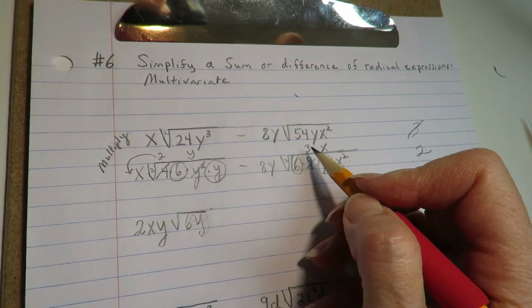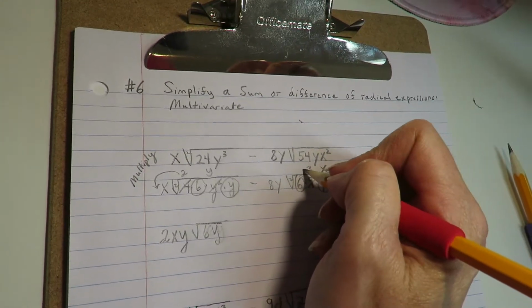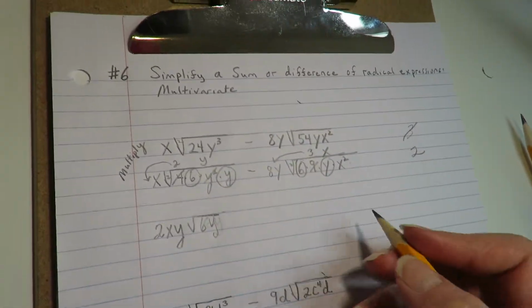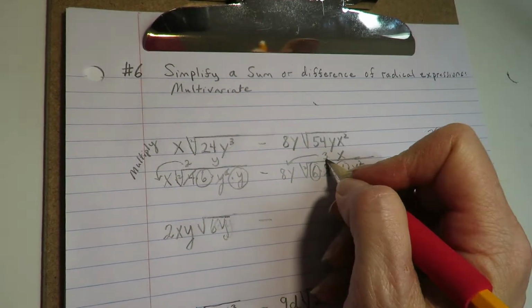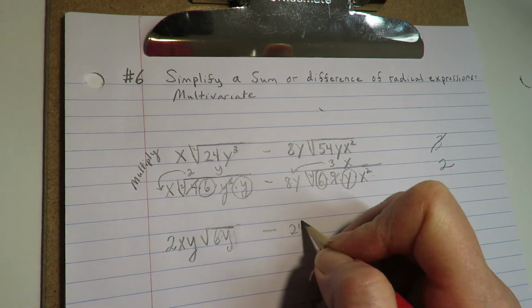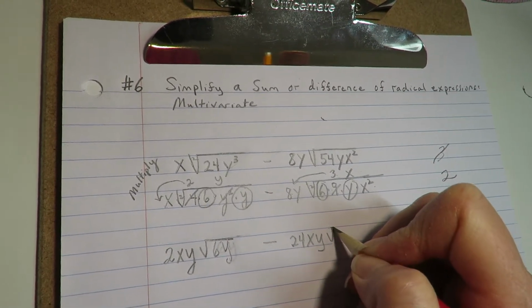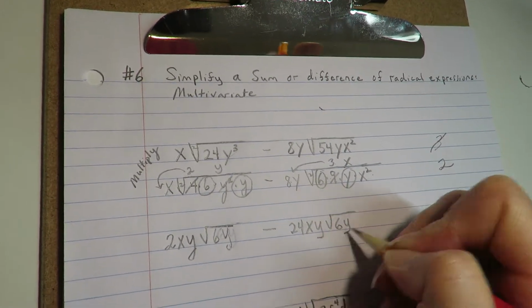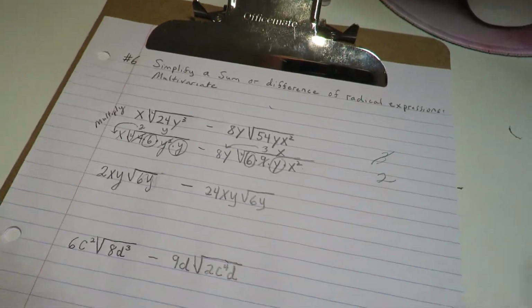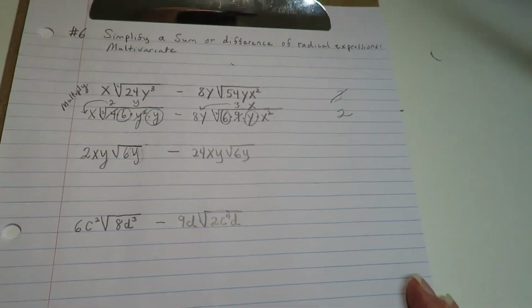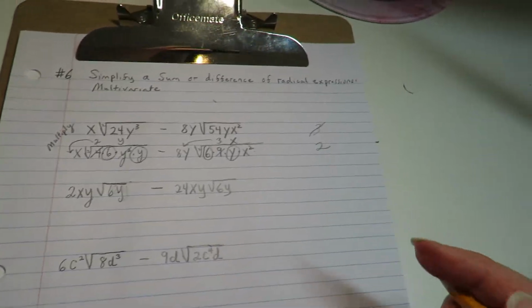Now we're going to take this 3x and multiply it by the 8y in front. So 3 times 8 is 24, xy, left with a 6y under.